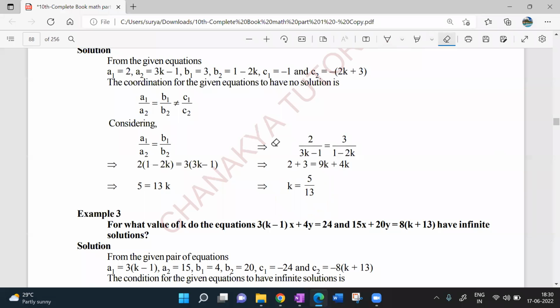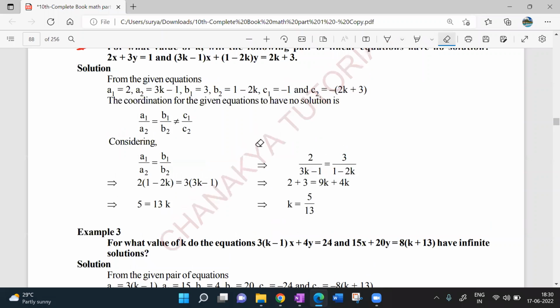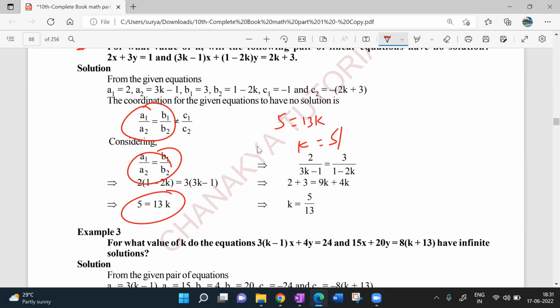Very, very simple, if you know the condition. What is the condition? The no solution condition: A1 by A2 is equal to B1 by B2, which is not equal to C1 by C2. So we need the K value. You just equate any two of the terms, and you will get the answer very quickly. If I equate these two, I get 5 is equal to 13K, so K is equal to 5 by 13.